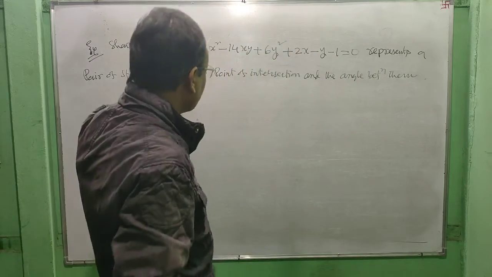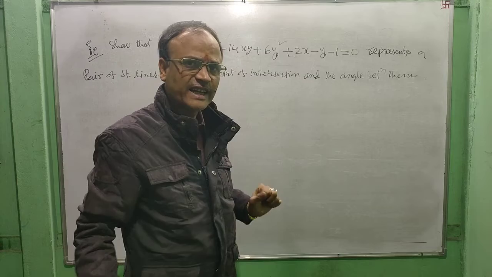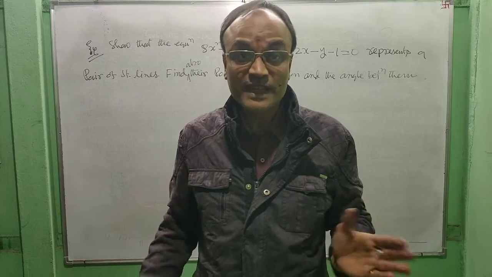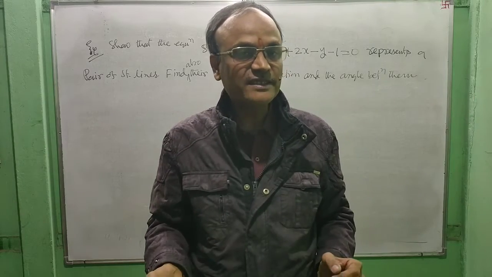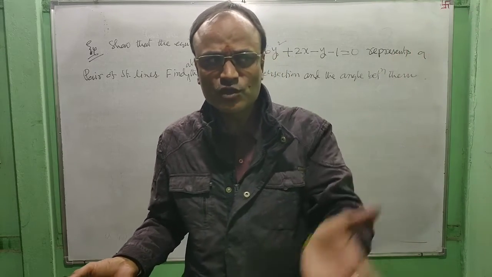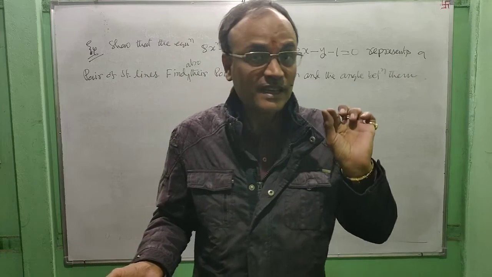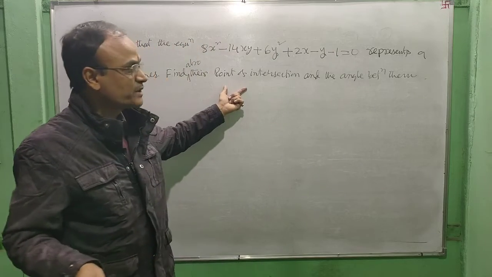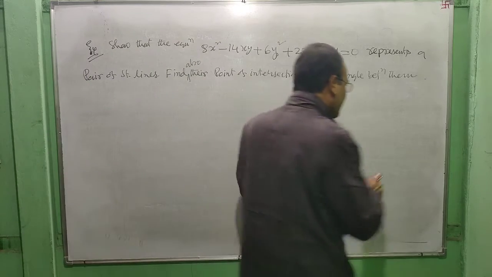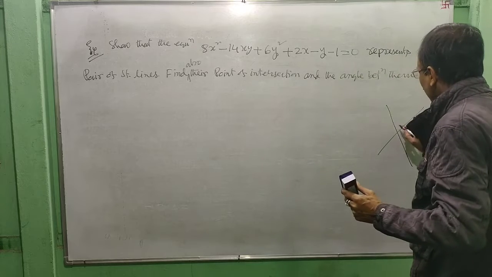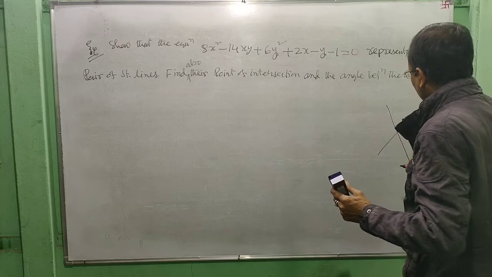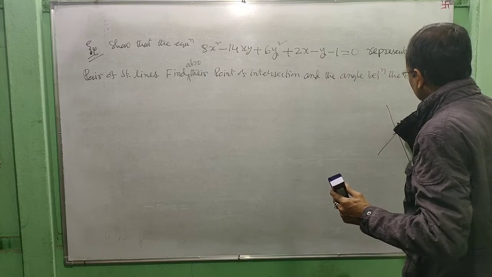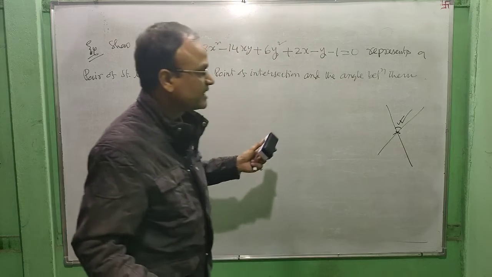We are given an equation. We have to show that this equation represents a pair of straight lines. If it represents a pair of straight lines, the two straight lines will cut at a point, which is called the point of intersection. We have to find that point of intersection. This will be the point of intersection, and this angle will be the angle between the two straight lines.